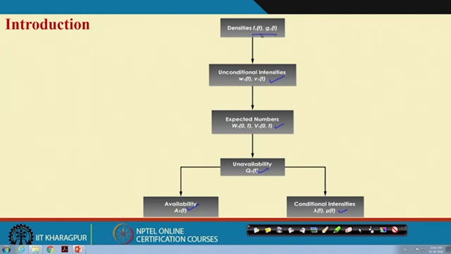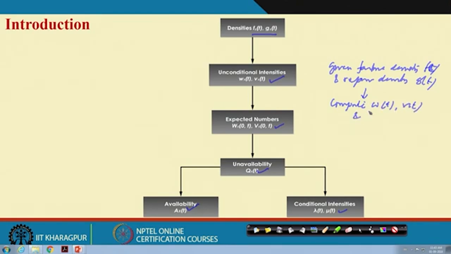So, what is the objective of today's presentation? Given failure density, that is FT, and repair density, that is GT, we want to compute unconditional failure and repair intensities WT and VT, as well as conditional failure and repair intensities lambda T and mu T.